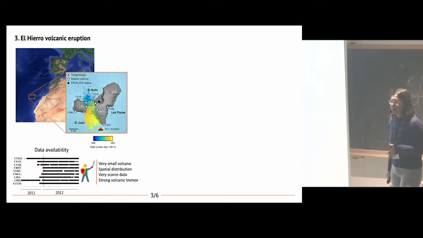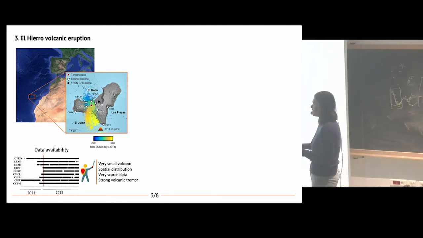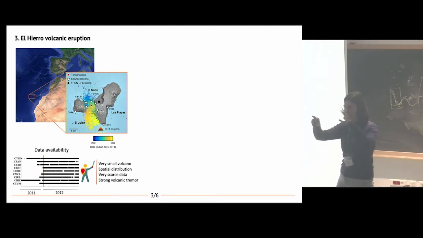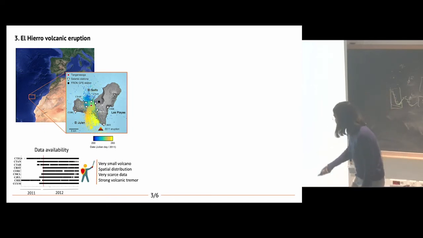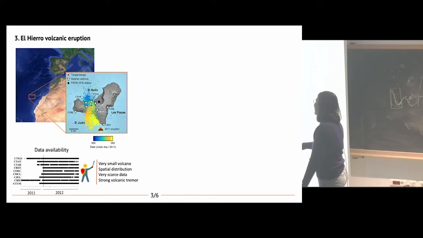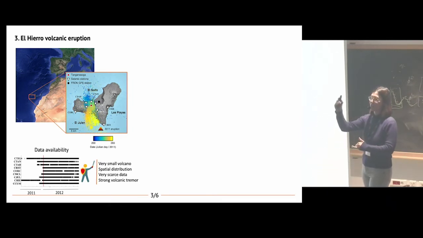We are going to apply seismic noise interferometry in a very small volcano with a very tiny eruption that happened here. The spatial distribution of the stations is terrible, as you can see. It's not around the volcano. We have very scarce data, and also, if it's not already a bit complicated, we had a very strong volcanic tremor in a very wide frequency range that contaminates our data.